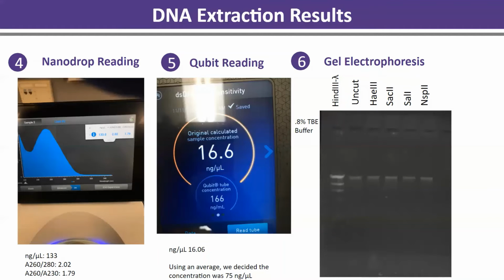So after we got our DNA, we added the restriction enzyme, and we followed the protocol for gel electrophoresis. And these are the results. So they all line up on this line.